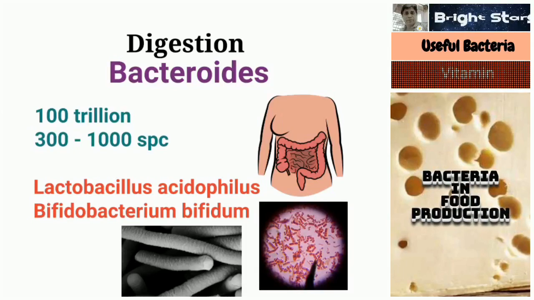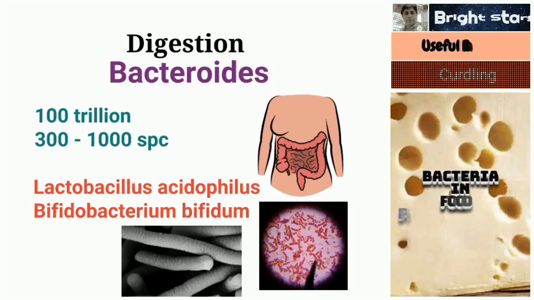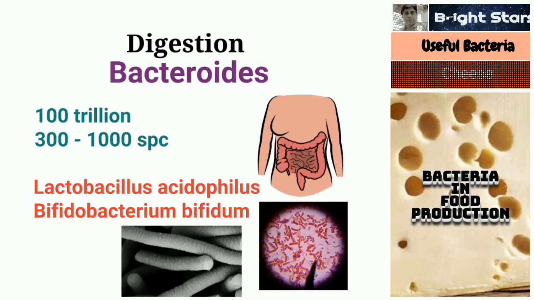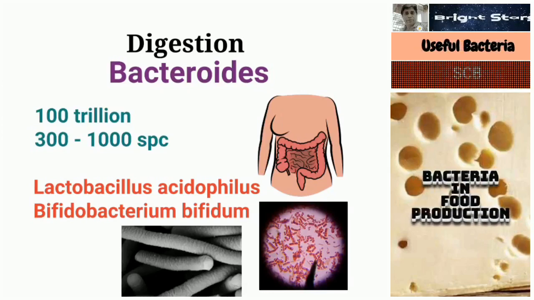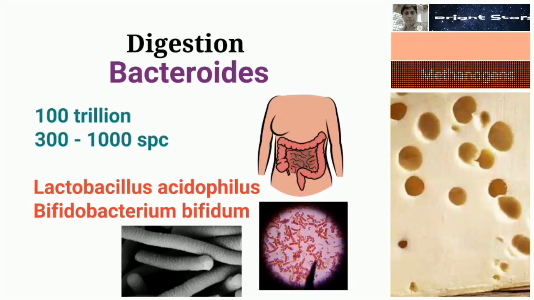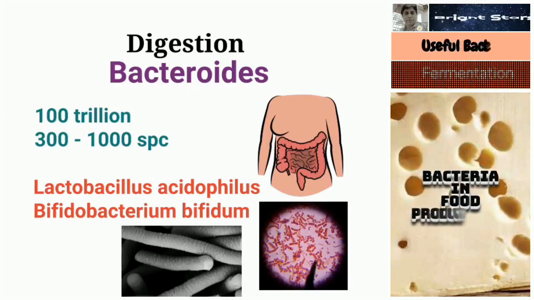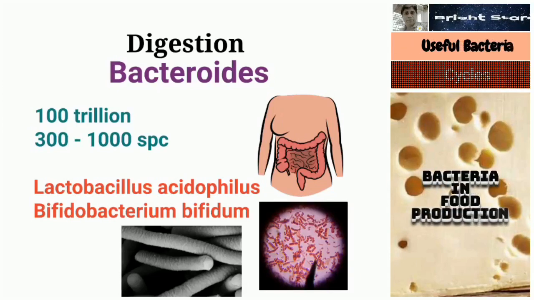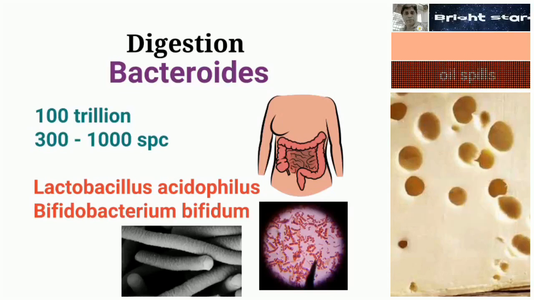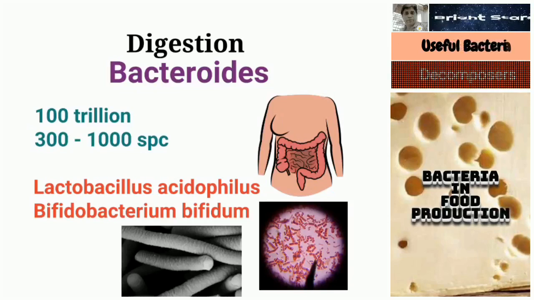For example, here you see, 100 trillion, not billion, thousands of crores of bacteria are present in our mouth, in our esophagus, in our digestive system, in our alimentary canal, in the stomach and intestine. About 300 to 1000 species or varieties of bacteria are present, especially Lactobacillus acidophilus and Bifidobacterium bifidum. These bacteria are useful for our digestion and for the production of vitamins and enzymes.